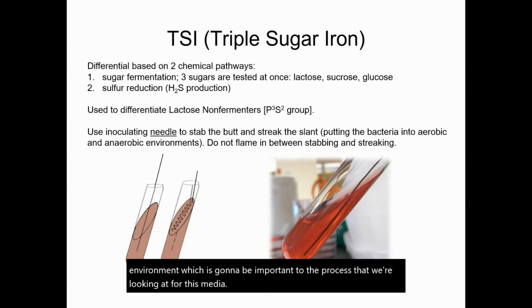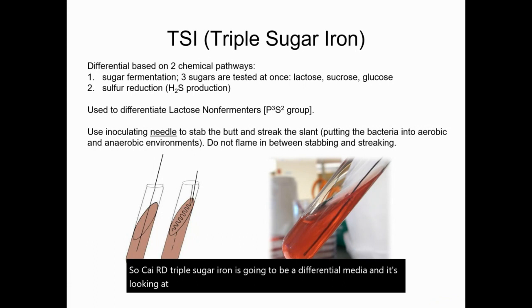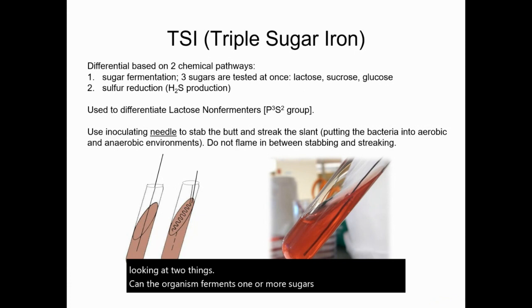So TSI, or triple sugar iron, is going to be a differential media, and it's looking at two things. Can the organism ferment one or more sugars, specifically lactose, sucrose, and glucose? And is the organism able to reduce sulfur and produce H2S? So we do this test specifically when we are trying to further differentiate out the non-fermenter group.